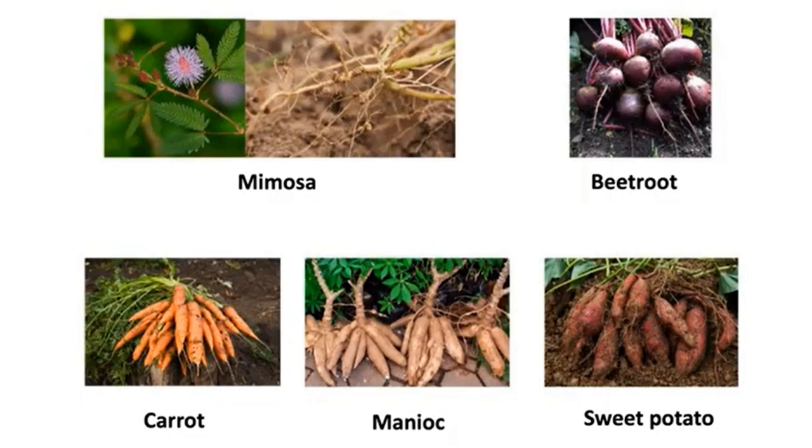What about this manioc and sweet potato? They store their food in the lateral roots, not in the taproot. So if this is the taproot, these lateral roots, they store the food. Okay. So you all know now what we eat as beetroot, carrot, manioc, sweet potato. They are part of the roots. Understand, children? So now these are not the main types of roots, but these are different types of roots with special functions. Now you all have to memorize these types of roots as well.